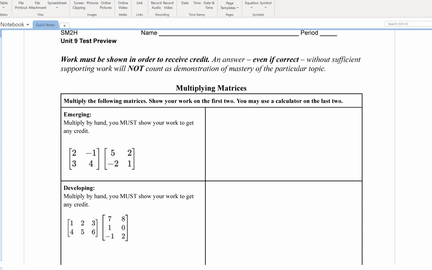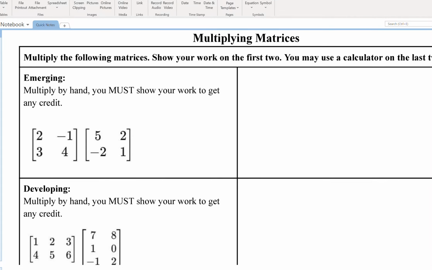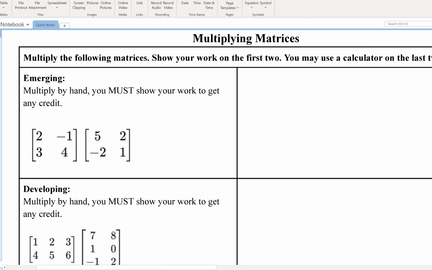This is a video on how to multiply matrices. So let's start. I'm going to do a number of problems here. You don't have to watch the whole thing. I'll have different time signatures so that you can go to the video you want to watch.